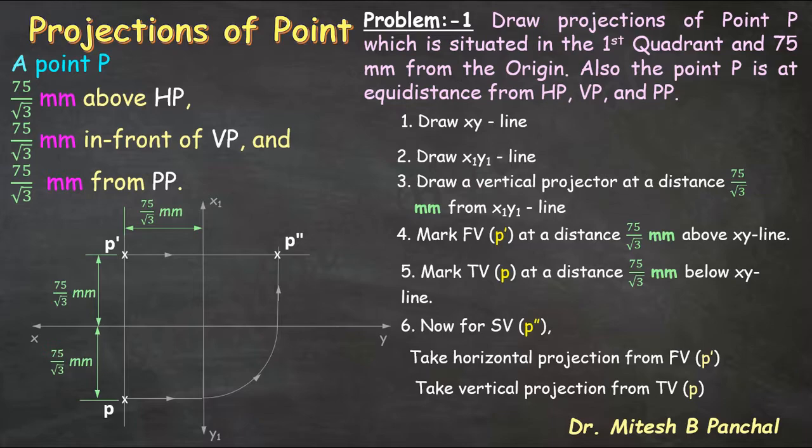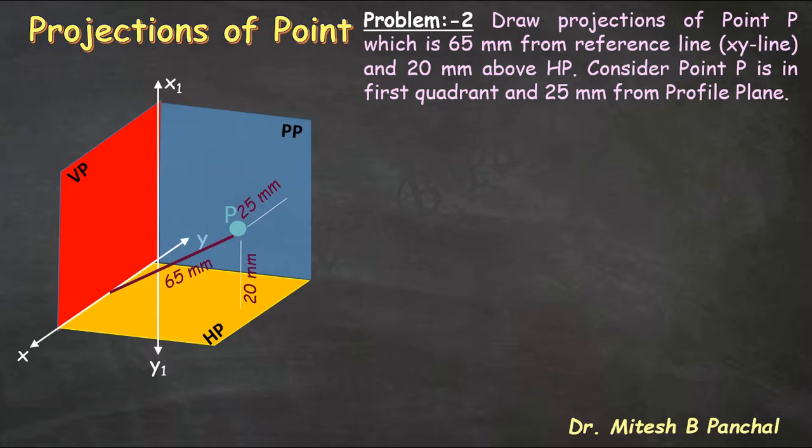So here if you consider the side view P double dash, it is 75 by root 3 mm from XY, and from X1 Y1 it is 75 by root 3 mm, as we have taken the vertical projections from top view. So this one is the final answer, and this step by step procedure is explained for your easy understanding of how to draw projections of a point. Next we will have the second problem.